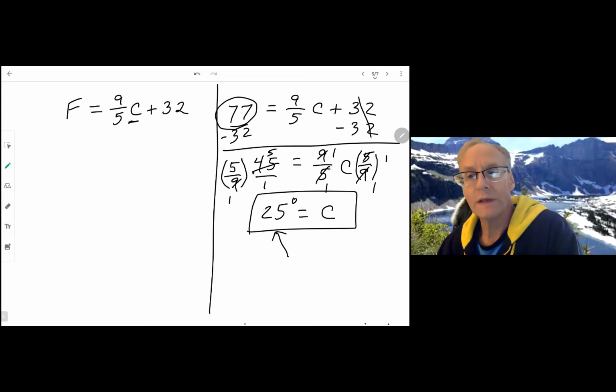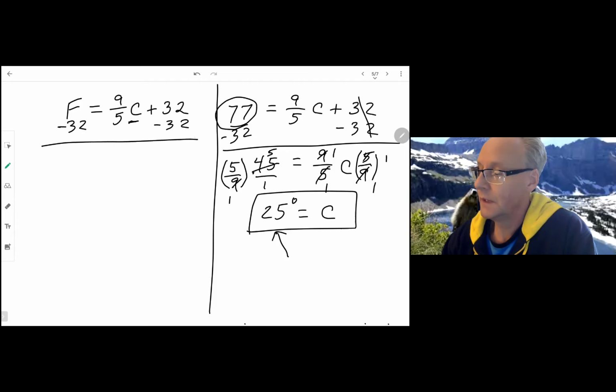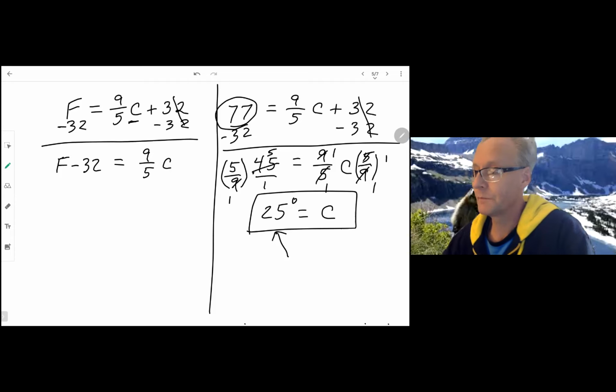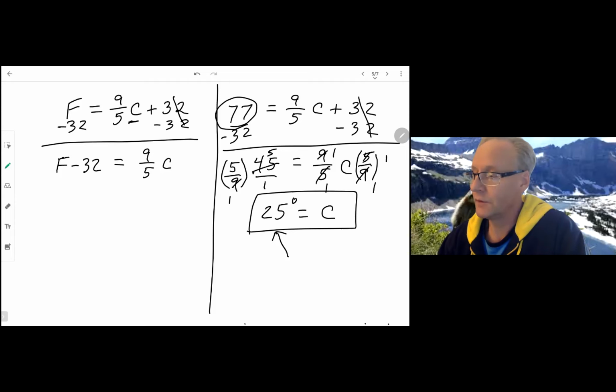Now, why would I want to go through all that trouble for solving for C in this one? And I'm going to show you. The first step is just like over here. I'm going to subtract 32. And I end up with F minus 32 is equal to 9/5 times C. Again, I have a fraction in the coefficient of this variable. So I'm going to multiply by the reciprocal to eliminate it. I'm going to multiply by 5/9.